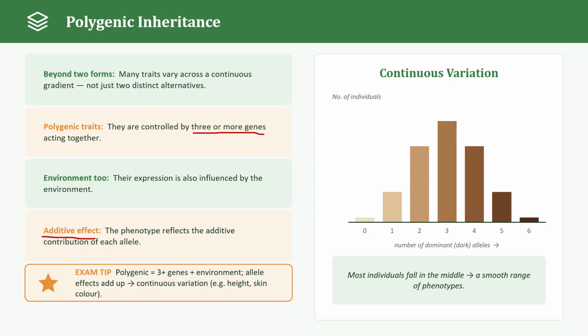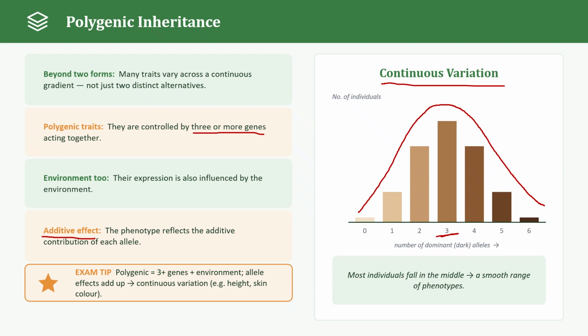Let us see continuous variation. Because many genes are involved, individuals show a smooth range of phenotypes, forming a bell-shaped distribution. Can you see? Bell-shaped distribution, where most individuals possess intermediate characters. For example, human height, human skin color, body weight, intelligence.